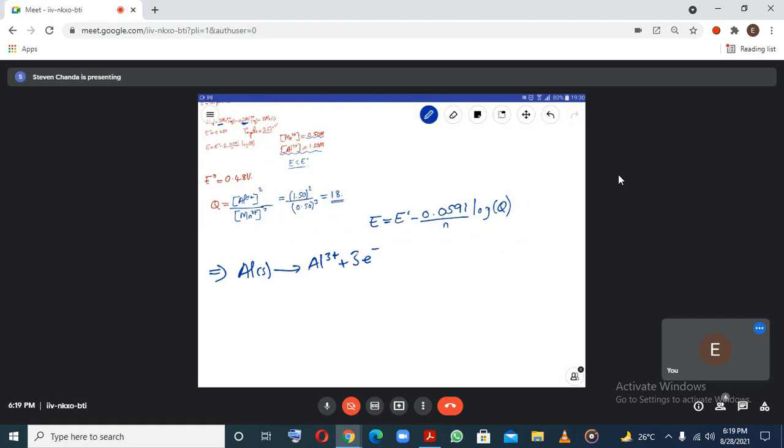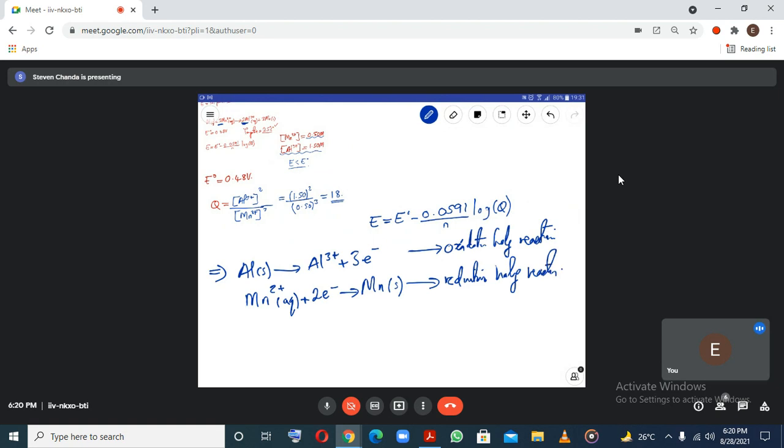Then for the manganese, let's write it like this: Mn. It's the one that's being reduced, right? It's an ion, and we see that it's 2 plus. So 2 electrons are being added to form the manganese solid. So the one we have here on top is the oxidation half reaction, and the one we have down is the reduction half reaction.